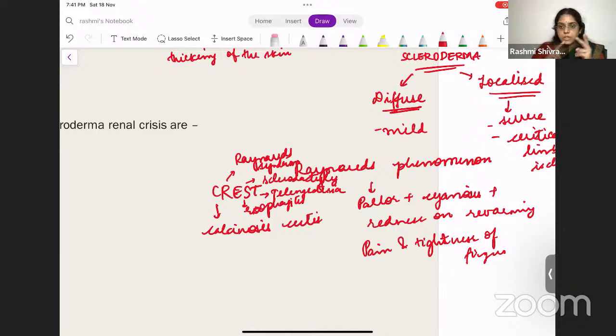In scleroderma, you need to remember there are two types, diffuse and localized. Diffuse will be mild, whereas localized will be severe, and there is also critical limb ischemia in those patients. The most common syndrome in these patients is Raynaud's phenomenon. When the patient is exposed to a cold atmosphere, they will have pallor and cyanosis, and the fingers will become very red on rewarming, with pain and tightness of the fingers. Then there is CREST: calcinosis cutis, Raynaud's phenomenon, esophagitis, sclerodactyly, and telangiectasia.